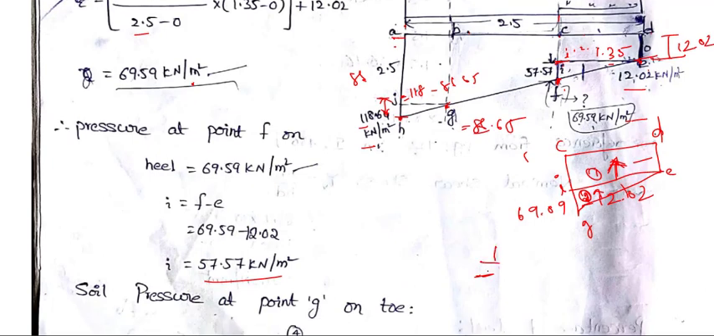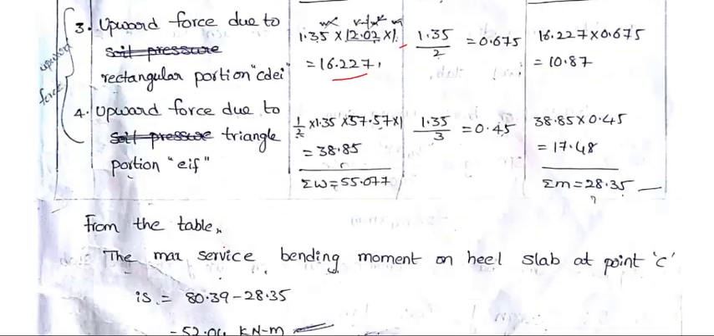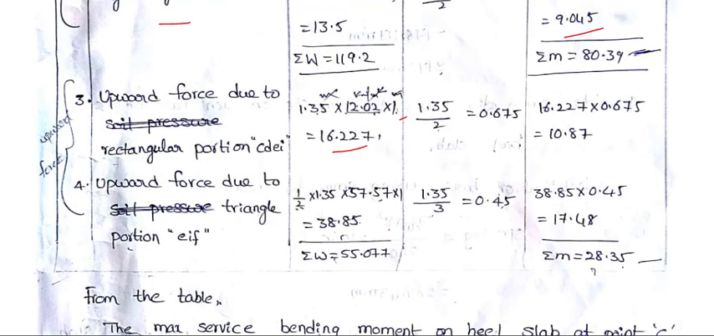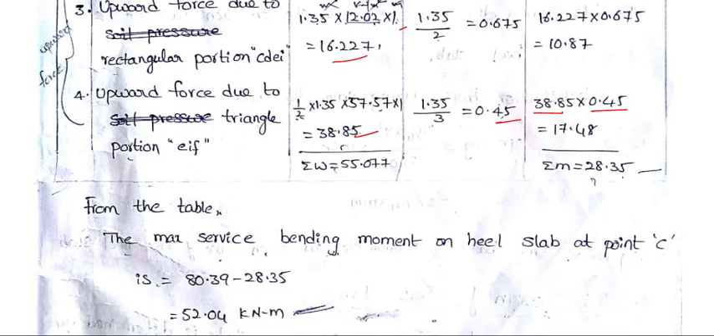Next one is this one. So half into base into H is equal to half. What is base? 1.35. What is the height from here to here? You can see we got this value 57.57. Okay, that's it. You got the value 38.85. So again, summation of weight due to upward force 55.07. Next, load into distance, 38.285 into 0.85, 17.48. Summation of moment due to upward force.